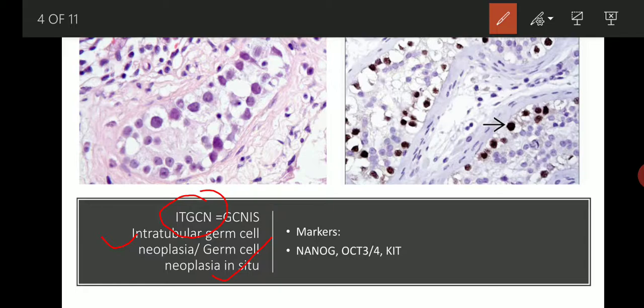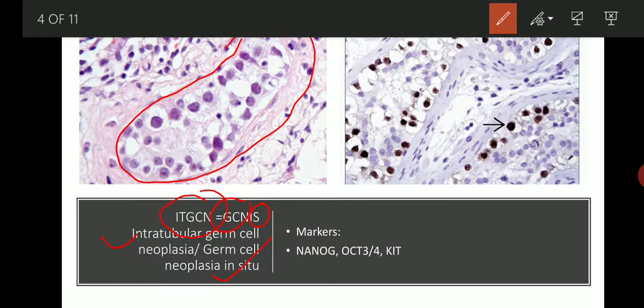If you pay attention to the name, it will tell you about the features of this lesion. So this is a GCN, germ cell neoplasia. It is a tumor arising from the germ cell, but it is in situ. IS refers to in situ. That means that the tumor is still confined within the basement membrane of the seminiferous tubule.